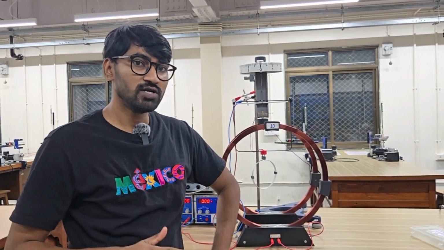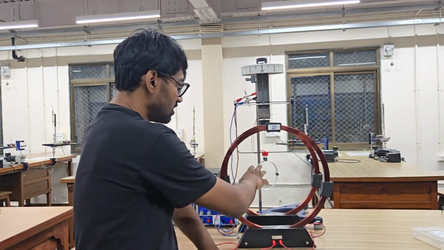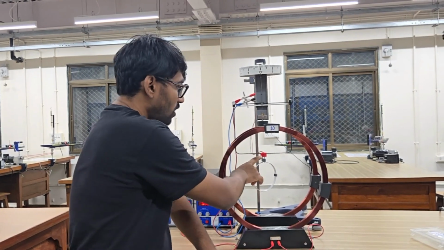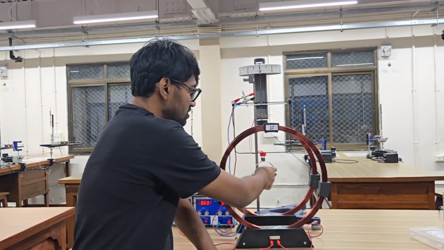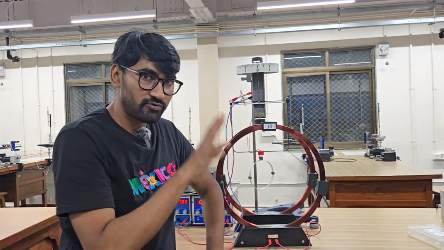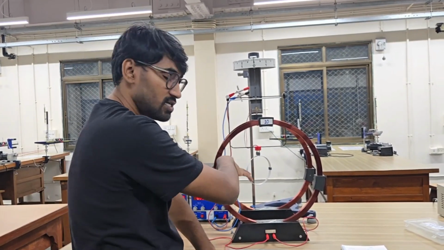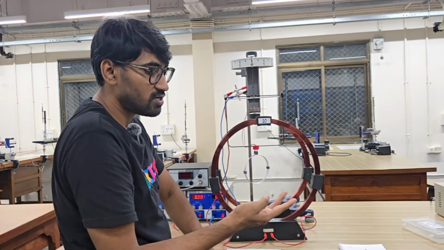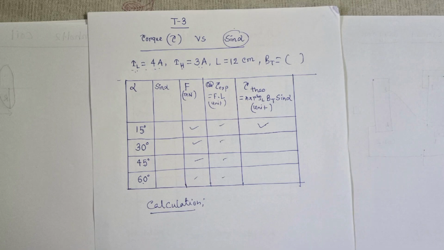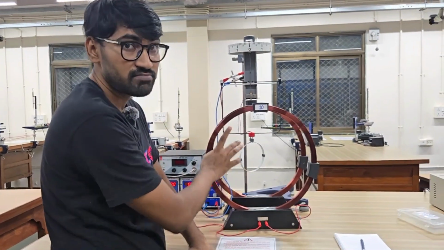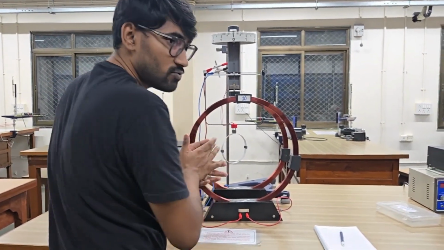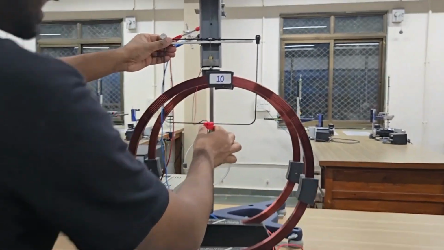In table 3, we will do the opposite. We will change the angle of this coil and we will keep the current passing through this coil constant, which will be at 4 amperes. Now how does one change the angle? In this table you will use 15, 30, 45 and 60 degree, but there are no 15 degree marks here. So you have to use some technique.